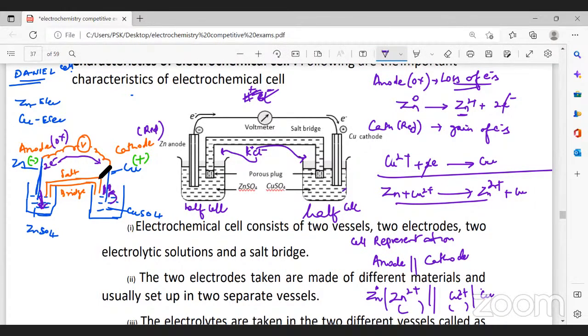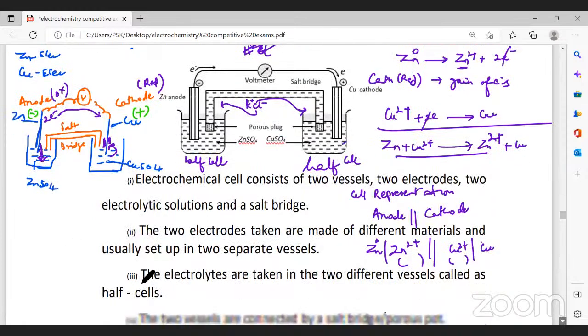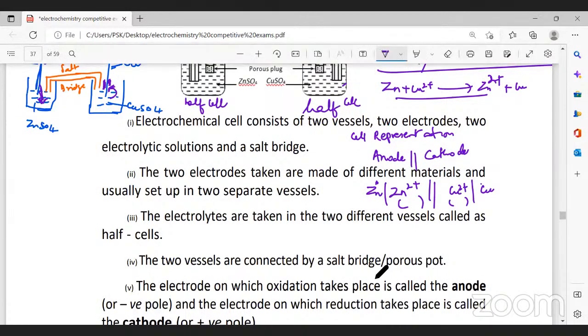Now see, the electrochemical cell consists of two vessels, two electrodes, two electrolytic solutions, and a salt bridge. The two electrodes taken are made of different materials and usually set up in two separate vessels. I explained it to you in a simple way. The electrolytes are taken in two different vessels called half cells. The two vessels are connected by a salt bridge, a porous pot. The electrode on which oxidation takes place is called the anode, represented by a negative sign because electrons are lost.